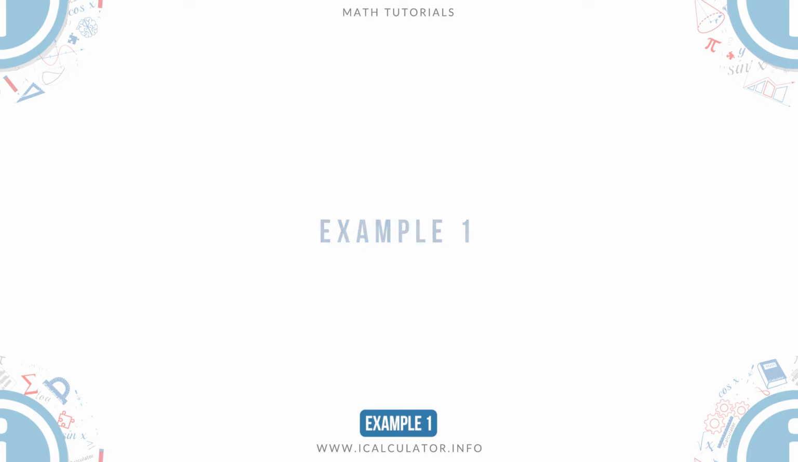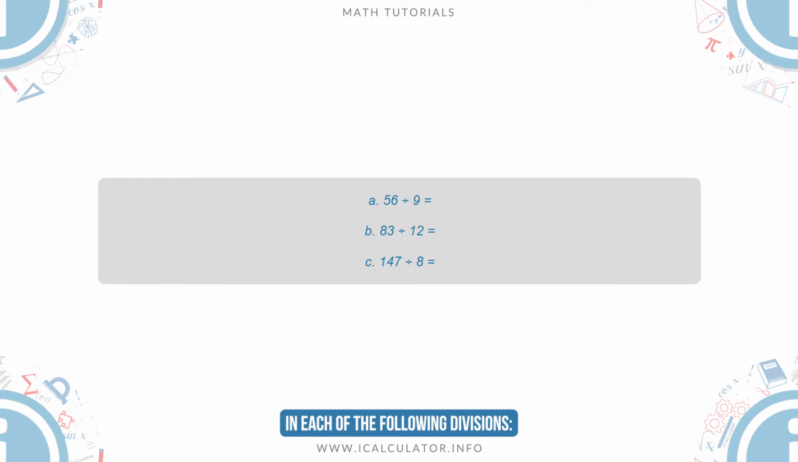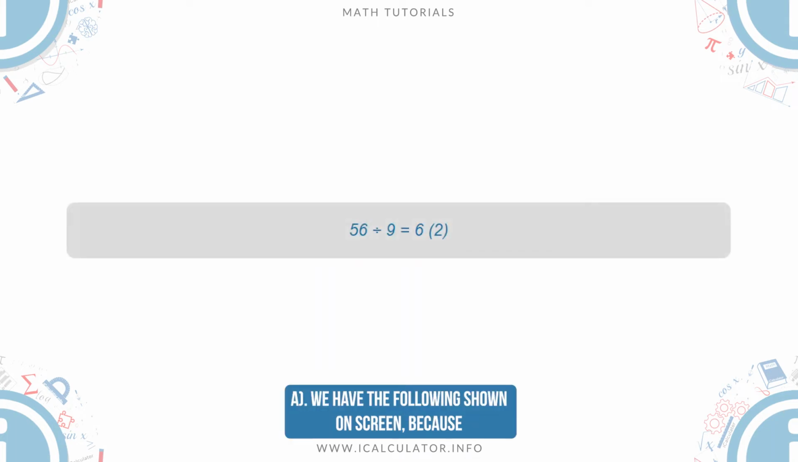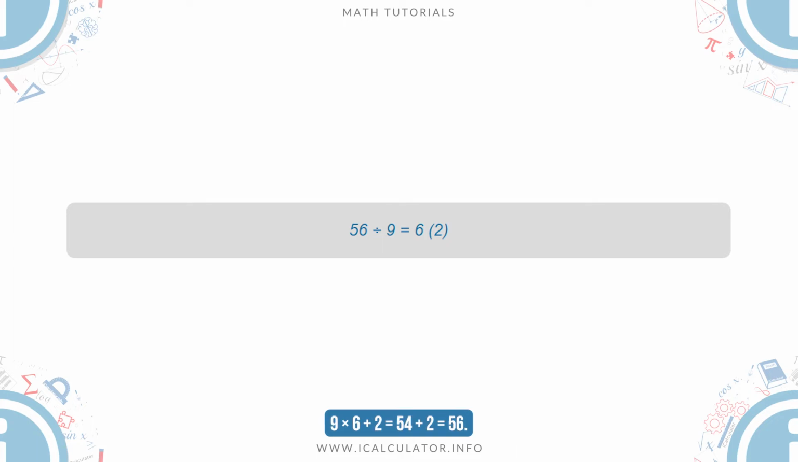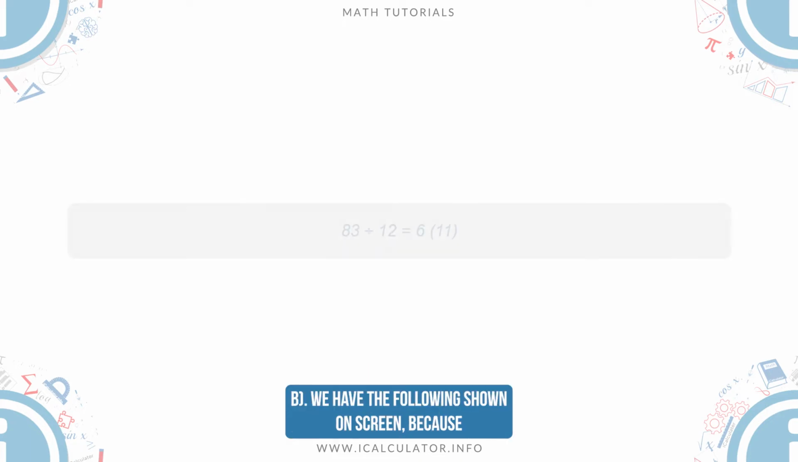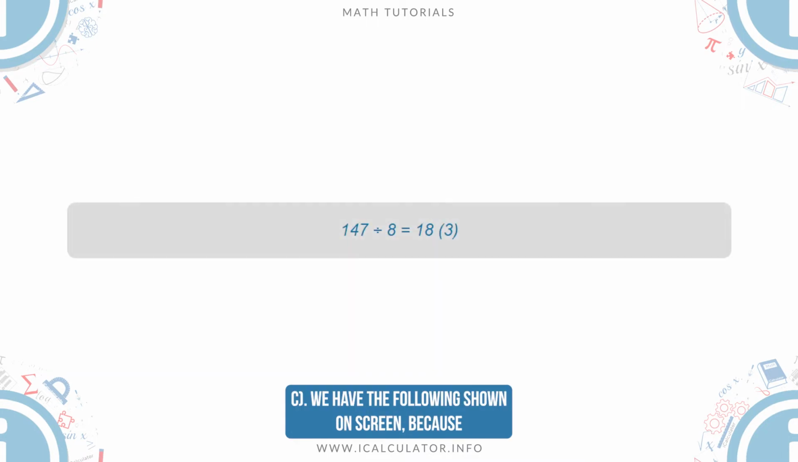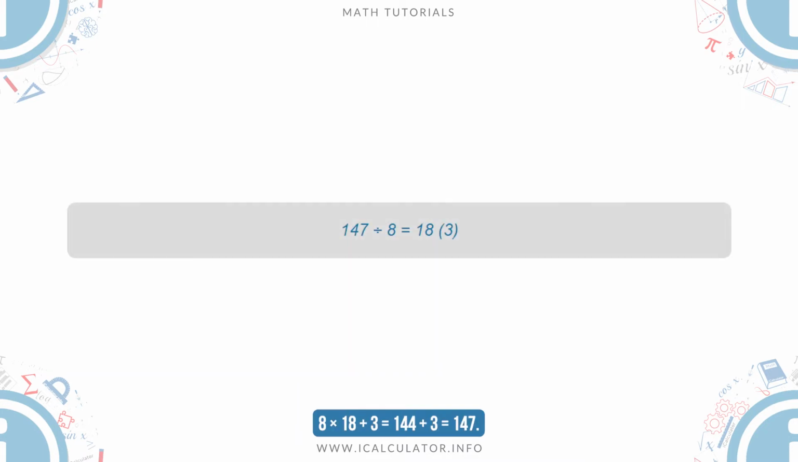Example 1. Find the quotient and remainder in each of the following divisions. Solution 1. A. We have the following shown on screen, because 9 times 6 plus 2 equals 54 plus 2 equals 56. B. We have the following shown on screen, because 12 times 6 plus 11 equals 72 plus 11 equals 83. C. We have the following shown on screen, because 8 times 18 plus 3 equals 144 plus 3 equals 147.